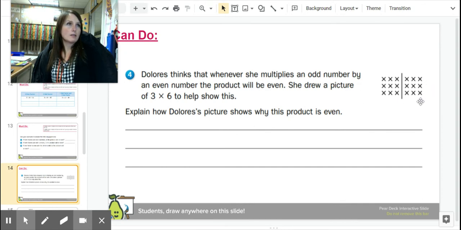Okay, 3 times 6. Okay, so I'm a little confused by this, but 1, 2, 3, 4, 5, 6. This is 3 times 3 and 3 times 3. But go ahead and look here and explain how her picture shows why this product is even. Okay, so an odd number is 3, and the even number is 6. Okay, so she's trying to show by splitting it in half, okay, that it is even. So kind of explain that a little bit better than this picture is showing you.